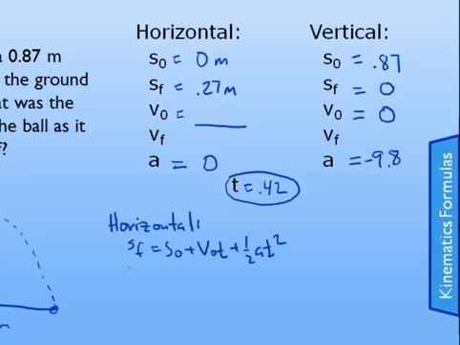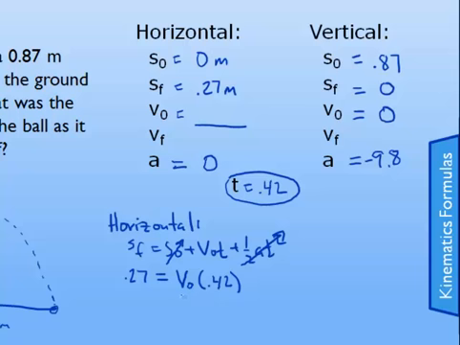And start substituting numbers in. We know the final position is 0.27. Notice I'm using only horizontal numbers this time. The initial position is 0. That term we can ignore. The initial velocity is not 0. The initial velocity is what we're looking for, so I have to write v0, but the time in this case we know it's not a variable anymore, 0.42. And we assume the acceleration horizontally was 0, so I can cancel that term out.